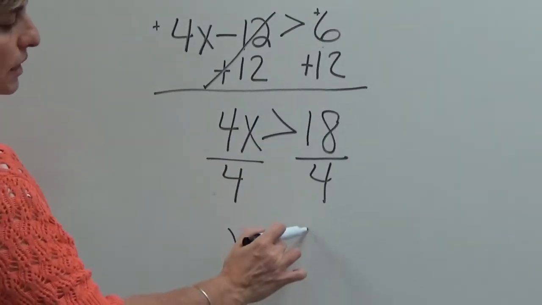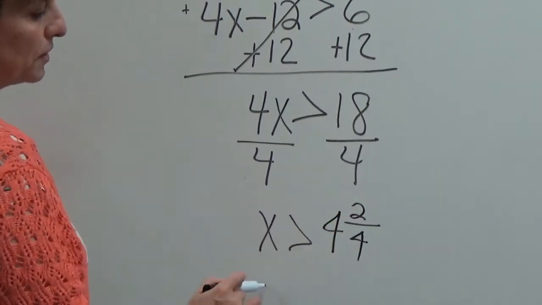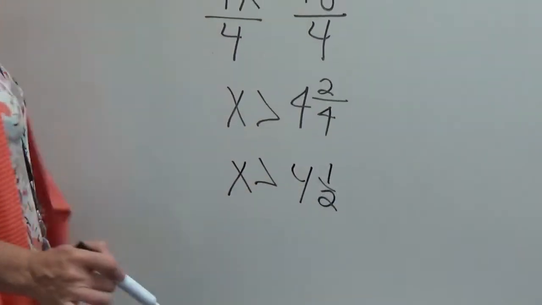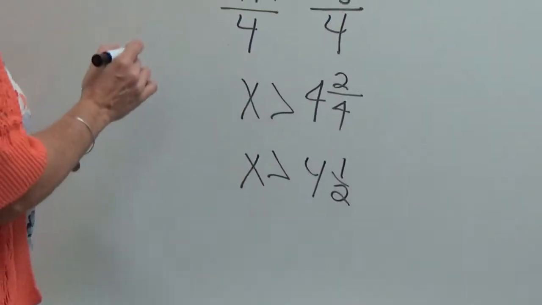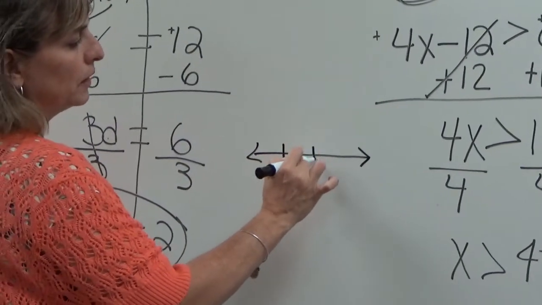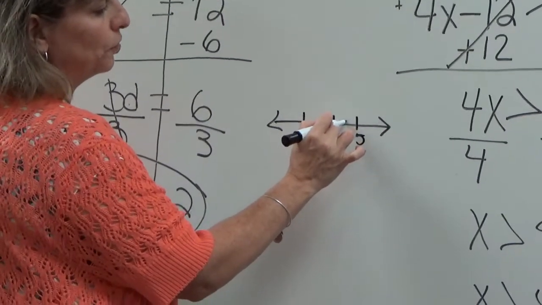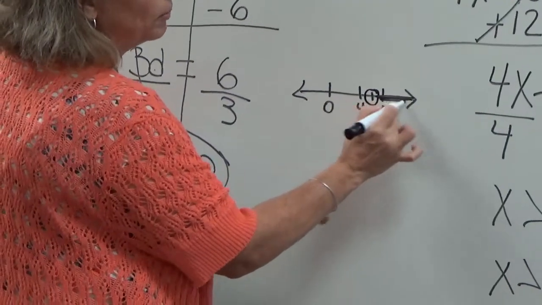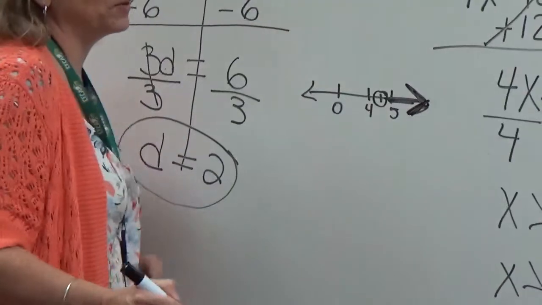4 goes into 18 4 times. There's 2 left over, 4 and 2/4. So x is actually greater than 4 and 1/2. That means all my answers have to be greater than 4 and 1/2. How would we graph that? Here's my number line. Here's 0. Here's 4. Here's 5. In between 4 and 5 is 4 and 1/2. I'm going to put an open circle, and all my answers, all my x's are bigger than that, so I have to color that way.